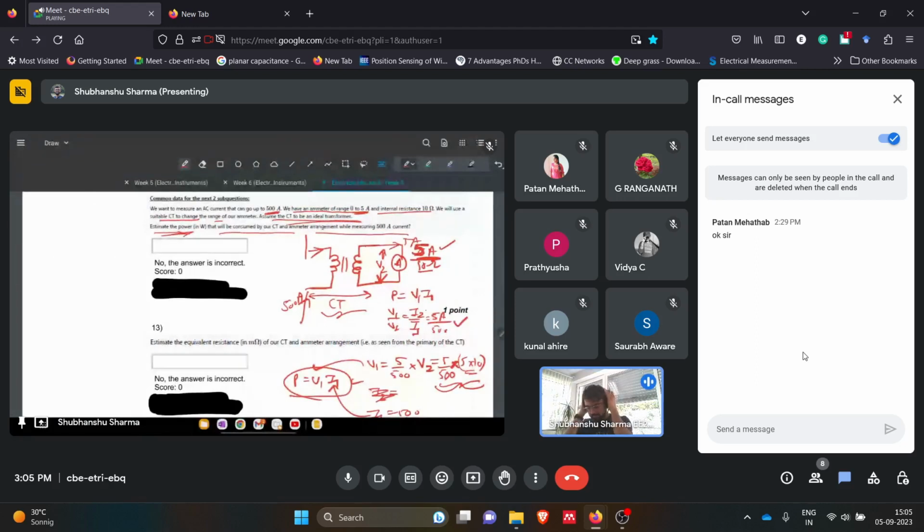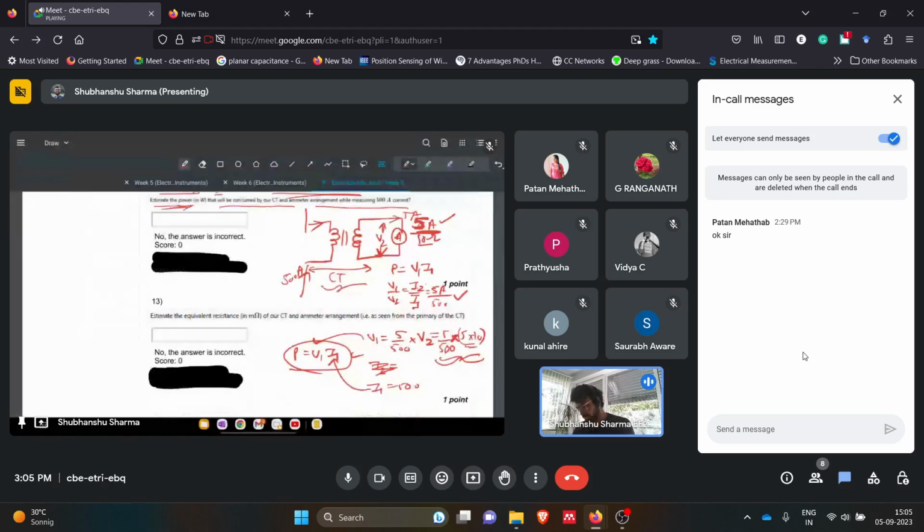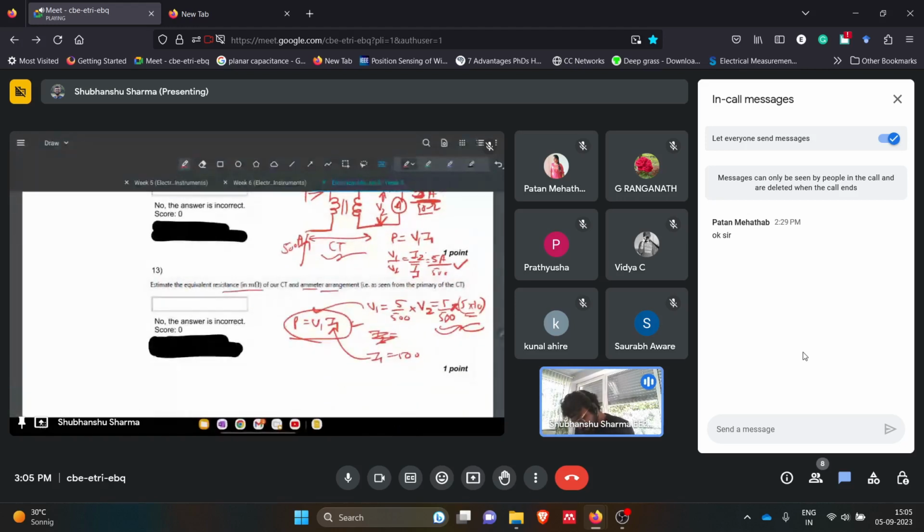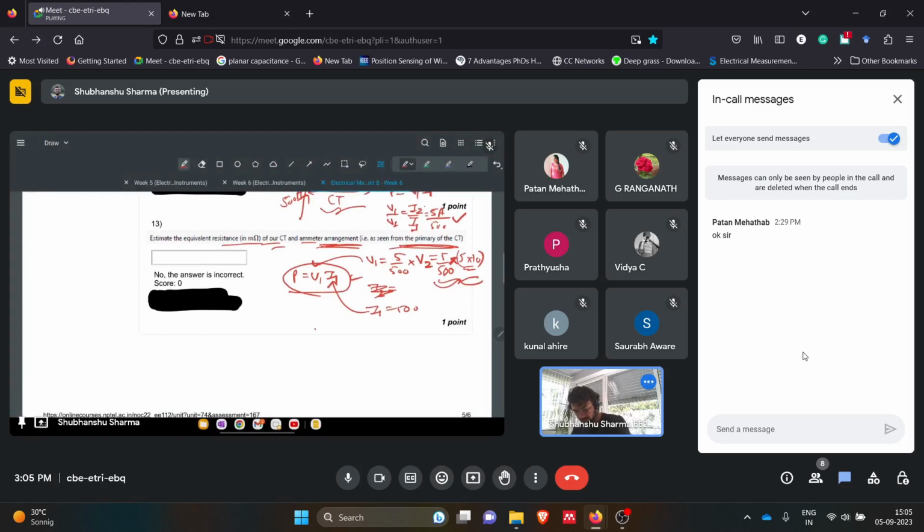This is similar to what we did in PT, the potential transformer. Now the next question: estimate the equivalent resistance of our CT and ammeter arrangement as seen from the primary circuit. They are asking the same thing. This will be V1 by I1. You can easily calculate it because you know V1 and you know I1, so you can calculate V1 by I1.